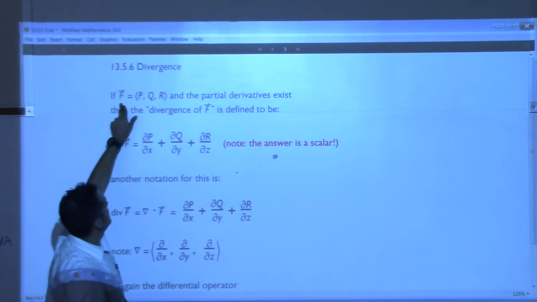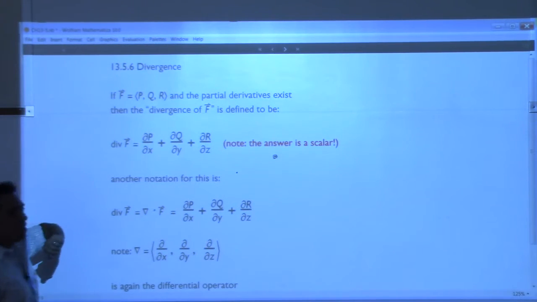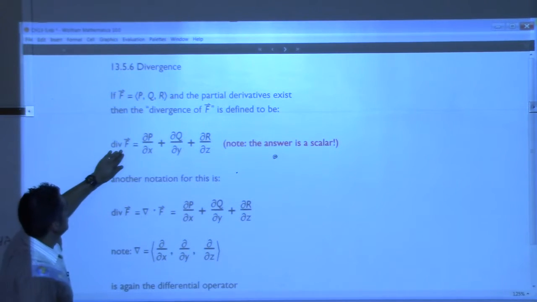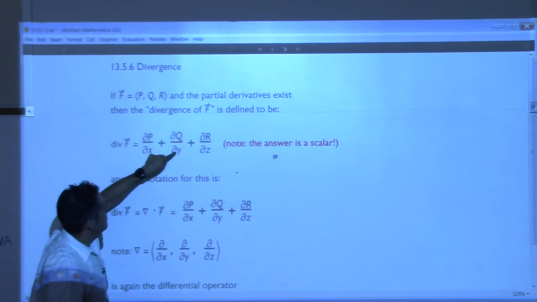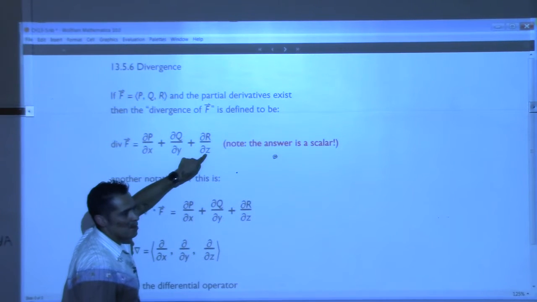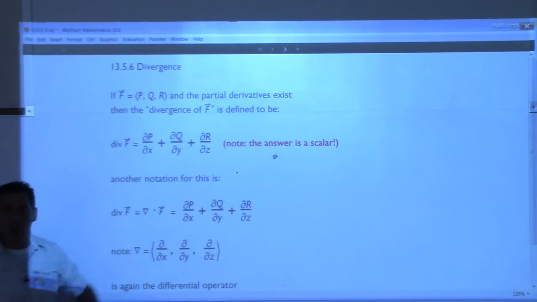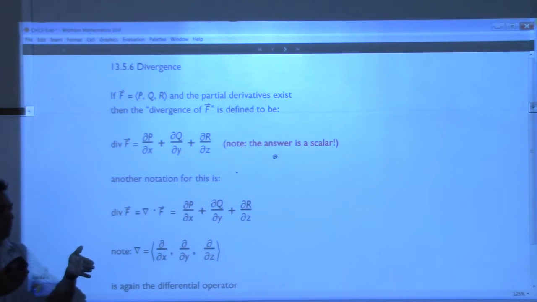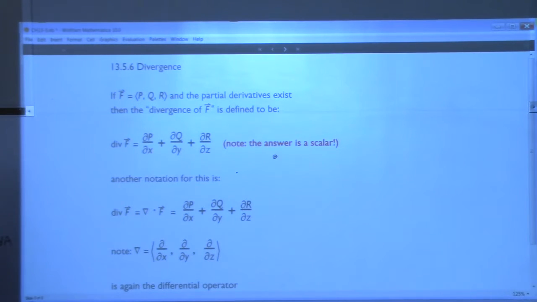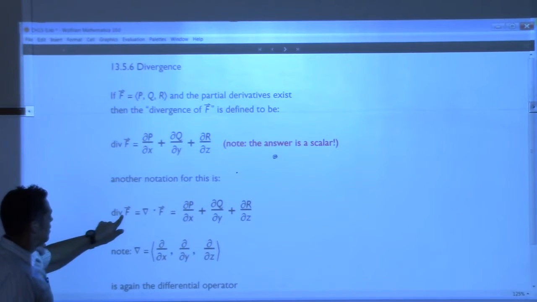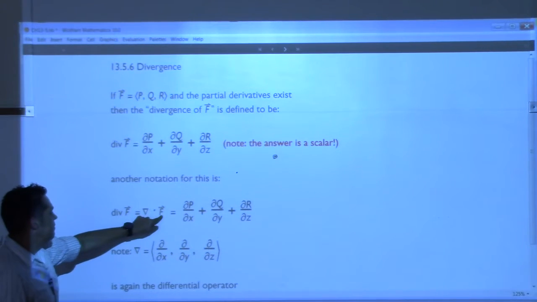If somebody gives you a vector field, P, Q, R, and you want to calculate this thing called the div of F, or the divergence of F, all you have to do is take the first one, do the partial with respect to x, plus the second one, partial with respect to y, plus the partial of R with respect to z. So all you're doing is partial x, y, z. It's almost like the gradient, but you're adding them together. And your answer is going to be a scalar. The notation we use here is div F, or the differential operator dotted with F.